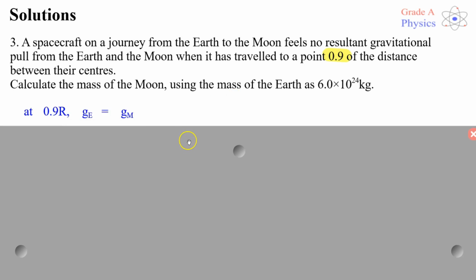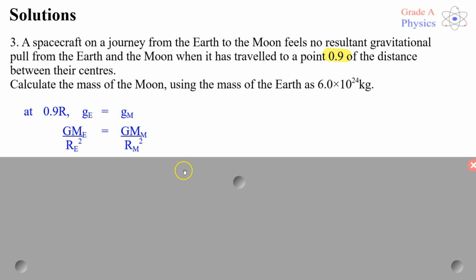So how to answer this? There's different ways we could do it. The way I've chosen to do it is to say at this point, so 0.9 of R, the values of g must be the same. Now, it might be easier for you to consider the values of forces acting in opposite directions will be the same, and then the overall force is equal to 0. You could do it that way, and then one of the m's is going to cancel on either side. But this way works as well.